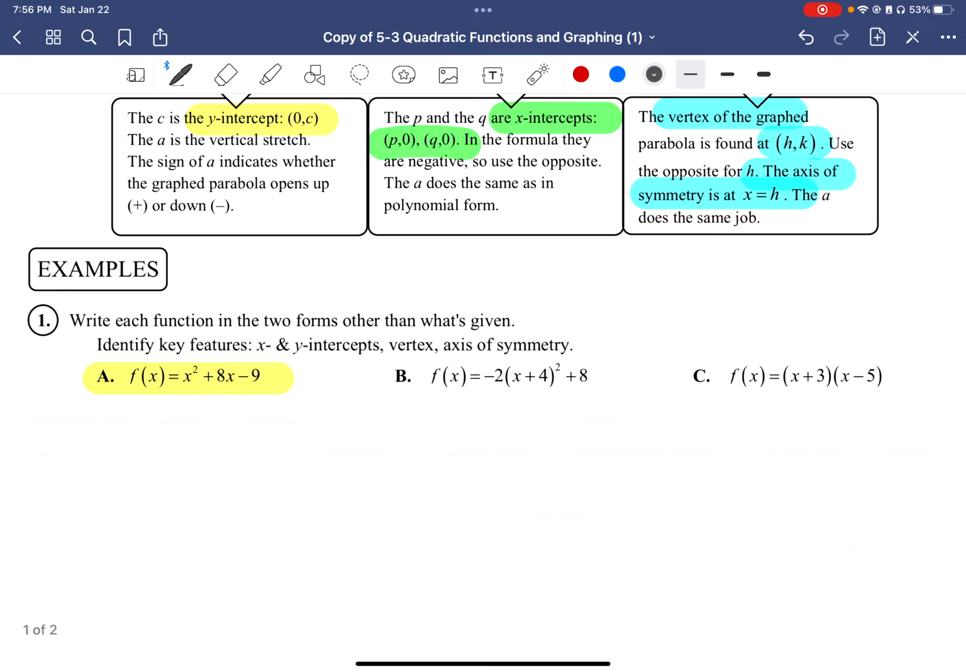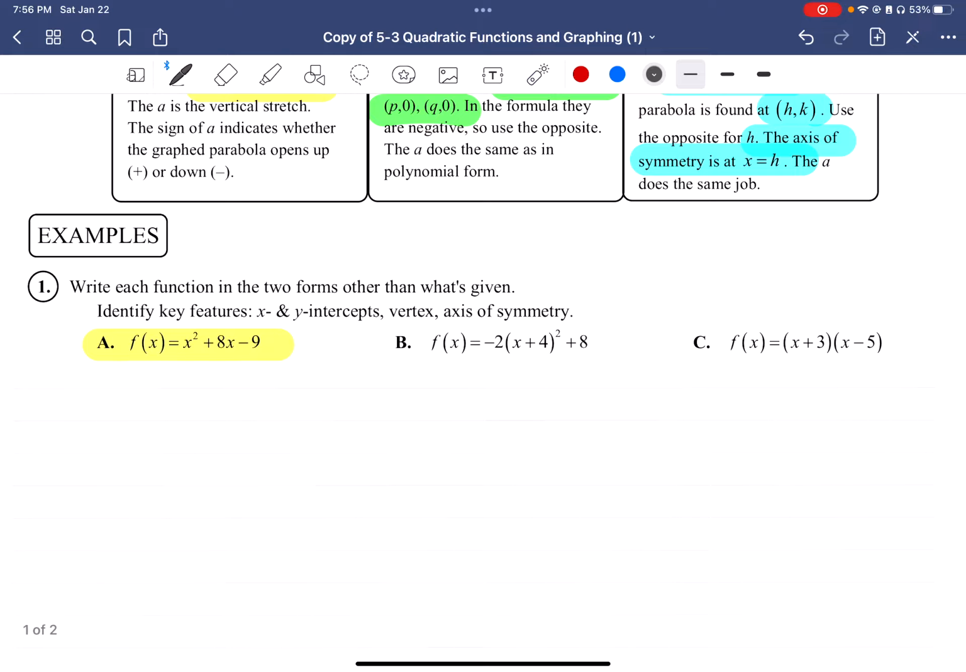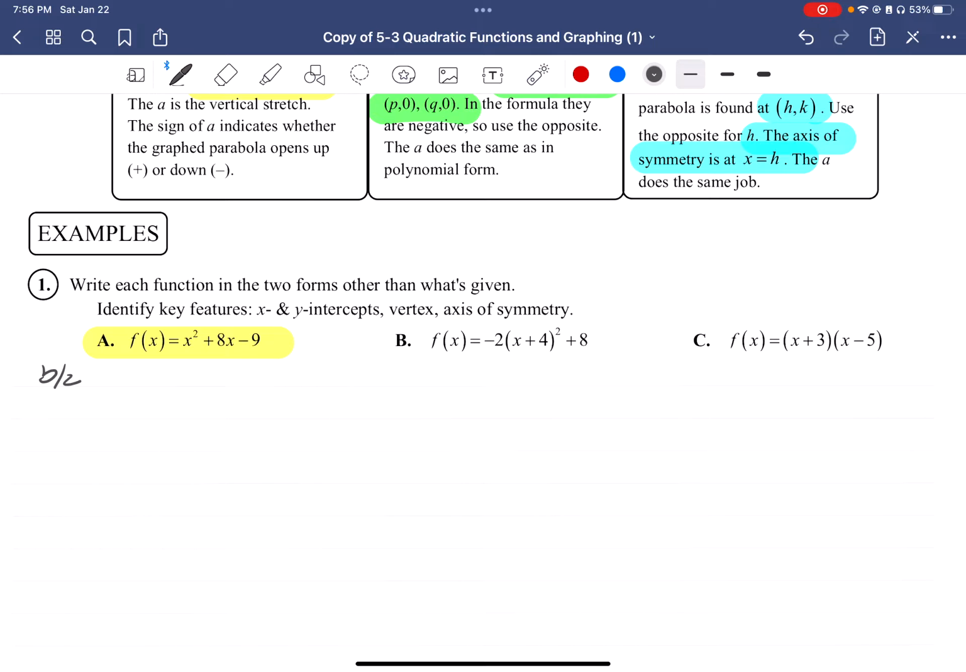All right, so to complete the square, if you guys remember, first we're going to find half of b, which equals 4, and then we're going to square that half and get 16. And we're going to take our function and add our square and subtract our square.